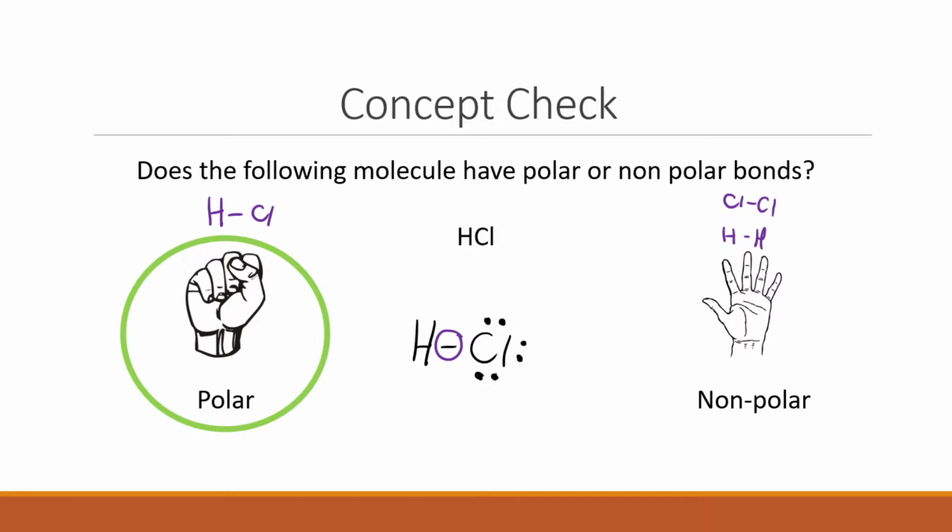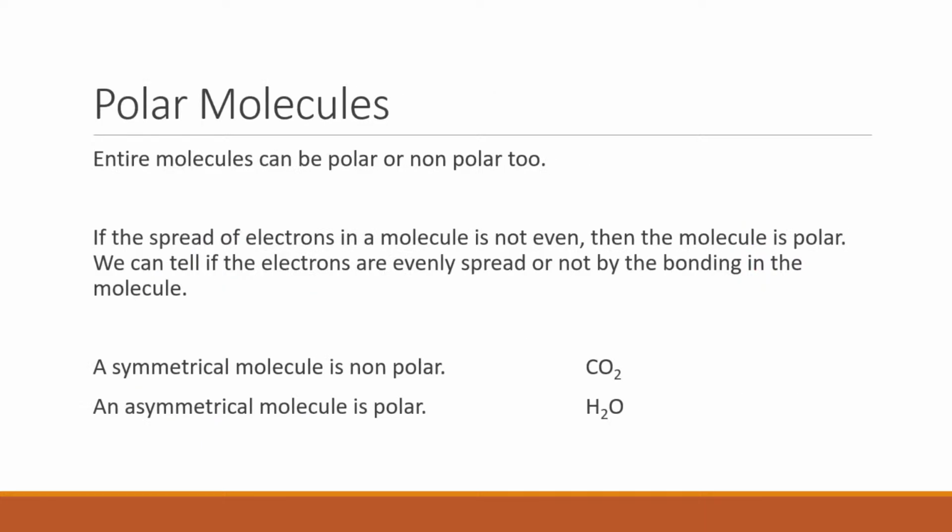When we look at bonds, we're looking at the identity of the elements on either side of the bond. But when we look at the polarity of a molecule, we zoom out and we take a look at the molecule's shape overall. We're still talking about the same thing, either the electrons being shared equally or the electrons being shared unequally. But when we look at the molecule, we're not trying to look at each bond individually. We're looking overall at the molecule as a whole.